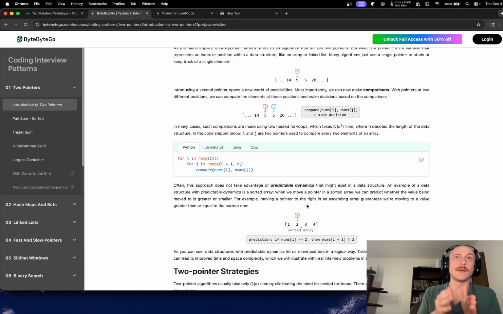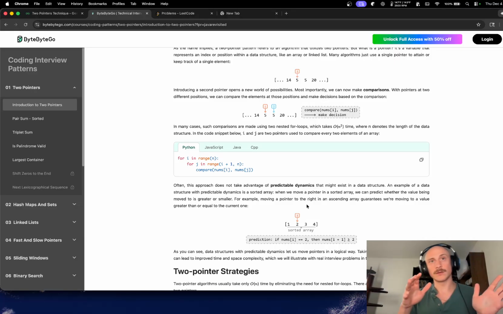When we move a pointer in a sorted array, we can predict whether the value being moved to is greater or smaller. For example, moving a pointer to the right in an ascending array guarantees that we're moving to a value greater than or equal to the current one.